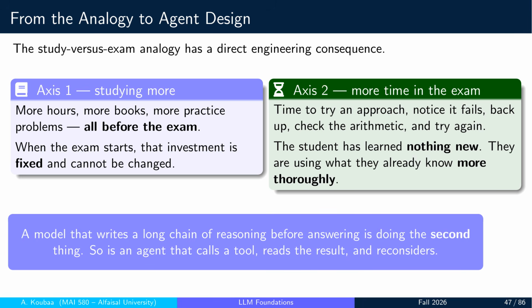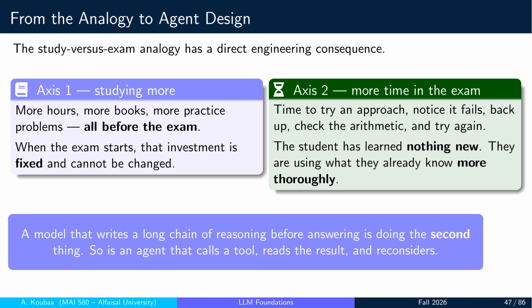Axis 1 is studying more. More hours, more books, more practice problems, all before the exam. When the exam starts, that investment is fixed and cannot be changed. Axis 2 is more time in the exam.